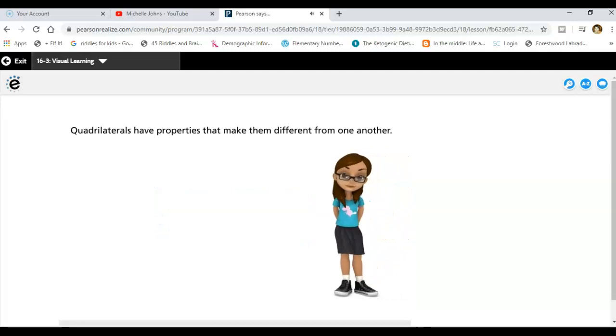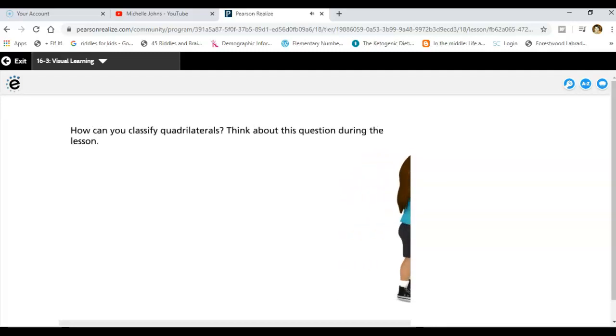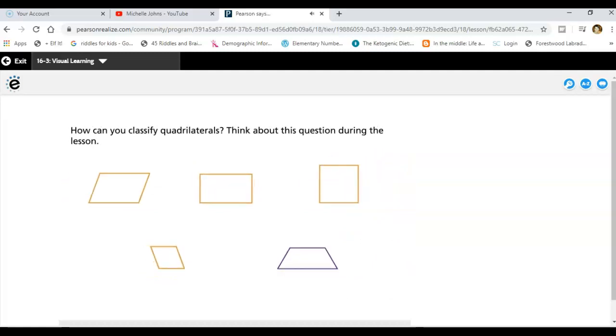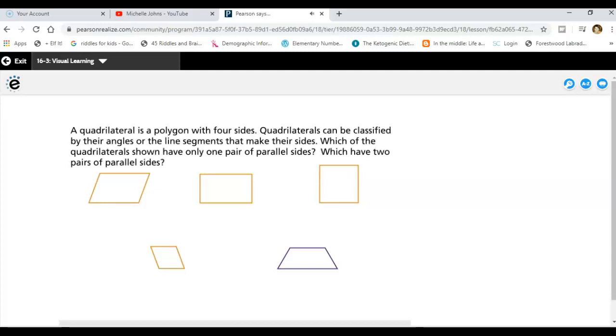Quadrilaterals have properties that make them different from one another. How can you classify quadrilaterals? Think about this question during the lesson. A quadrilateral is a polygon with four sides. Quadrilaterals can be classified by their angles or the line segments that make their sides. Which of the quadrilaterals shown have only one pair of parallel sides? Which have two pairs of parallel sides?